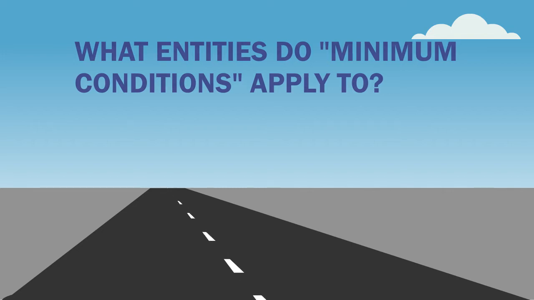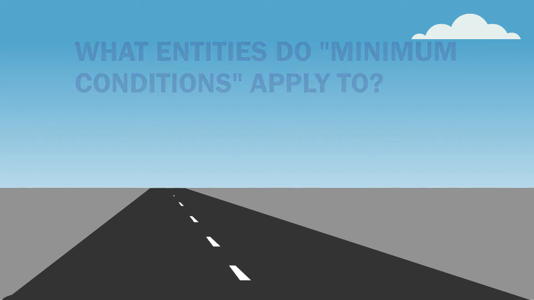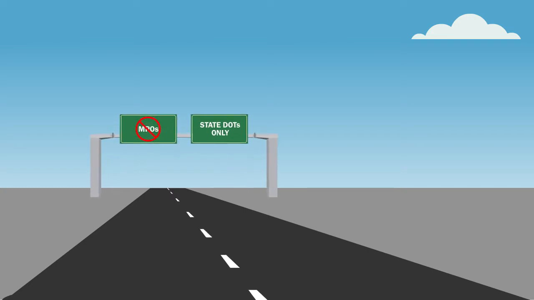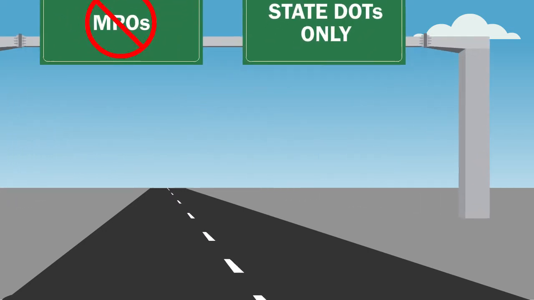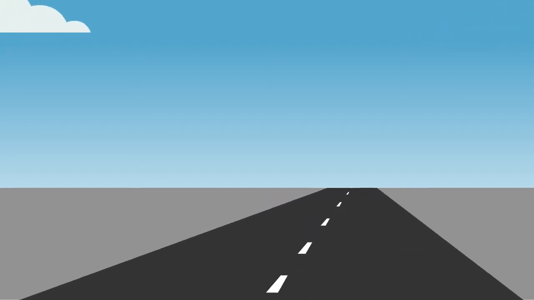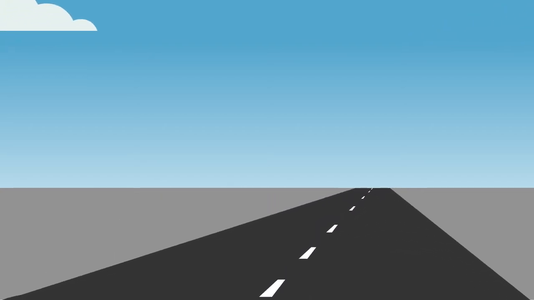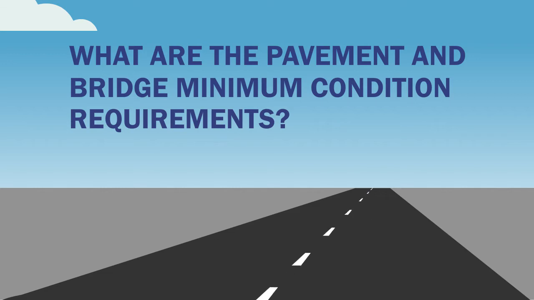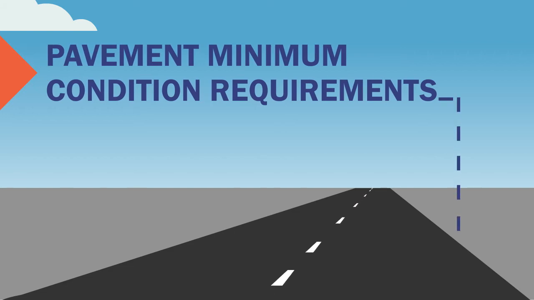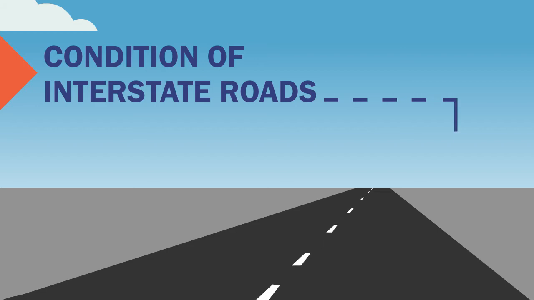To which entities do minimum conditions requirements apply? Just like significant progress, they apply only to state departments of transportation, DOTs, not to metropolitan planning organizations, MPOs. What are the pavement and bridge minimum condition requirements? The pavement minimum condition requirement applies to all interstate roads within a state's boundaries.